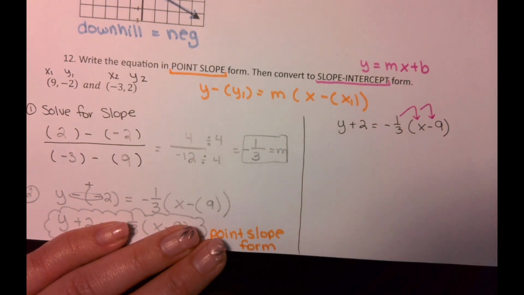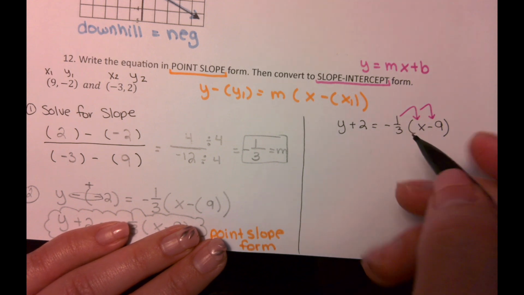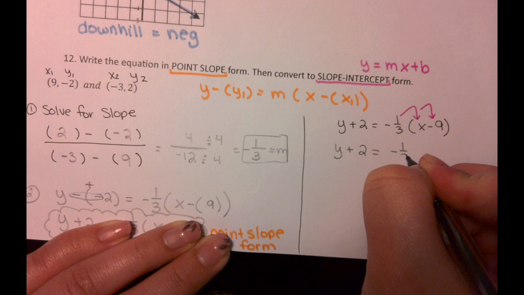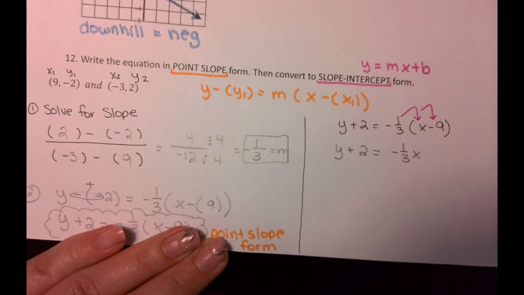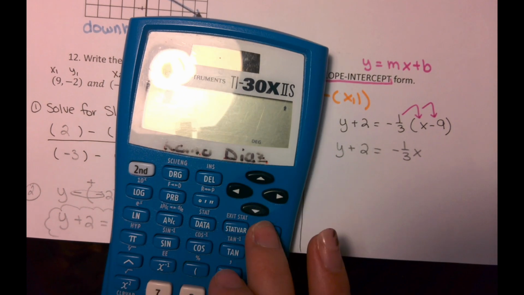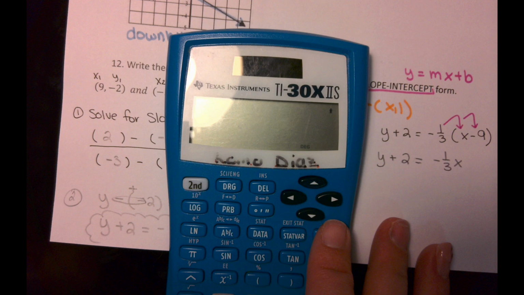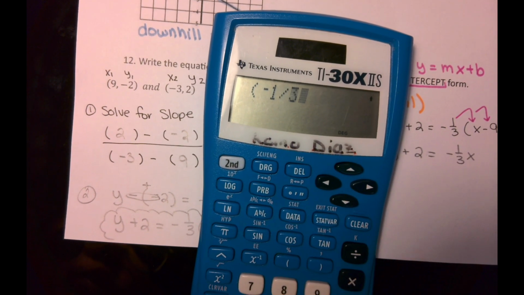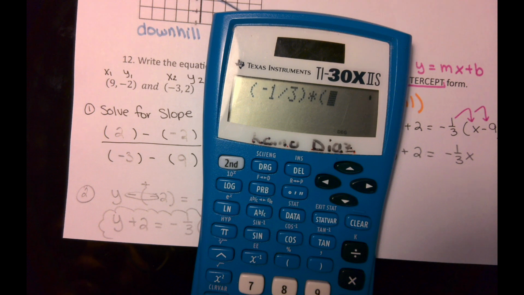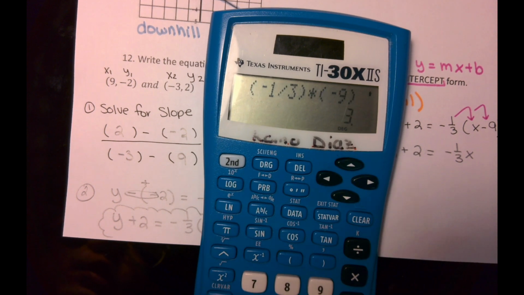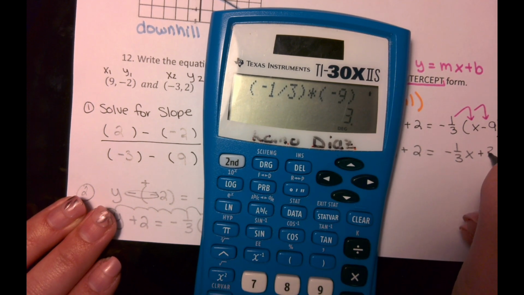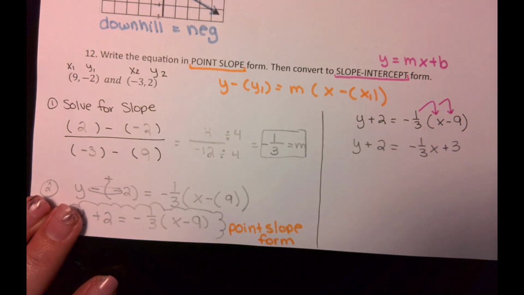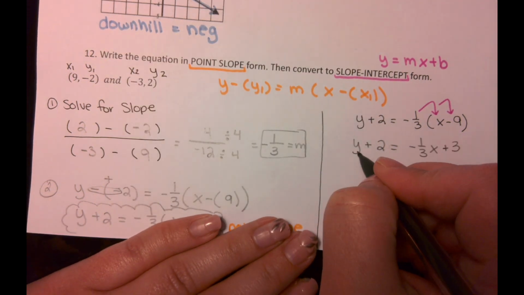We have y plus 2 is equal to negative 1/3 times x. And now you can use a calculator. When you use a calculator with fractions, you have to use parentheses. So parentheses negative 1/3 times, open, negative 9, close it, and that will give you a positive 3 for your distribution. We need y equals mx plus b, so y needs to be alone.